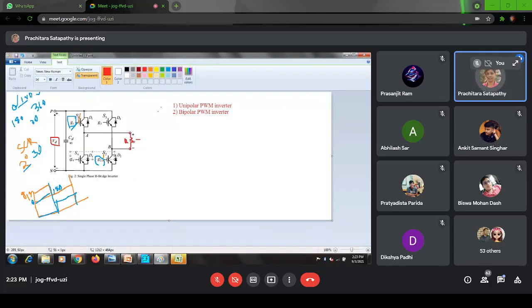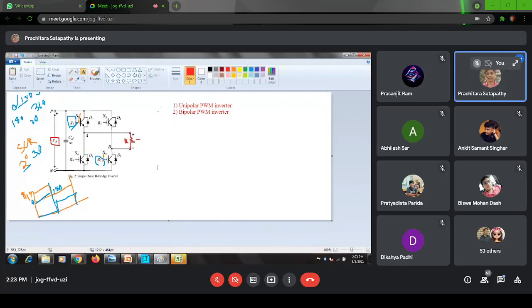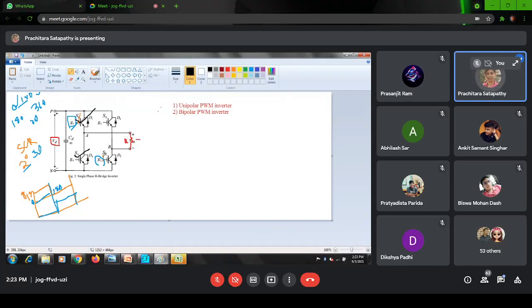Because when S1 is on, S4 is off. Yes or no? And when S2 is on, S3 is off. So what is the pulse for S1? If you connect a NOT gate, you will get the pulse for S4. Yes or no? And whatever the output for S3, if you connect a NOT gate, you will get the output for S2. Yes or no?